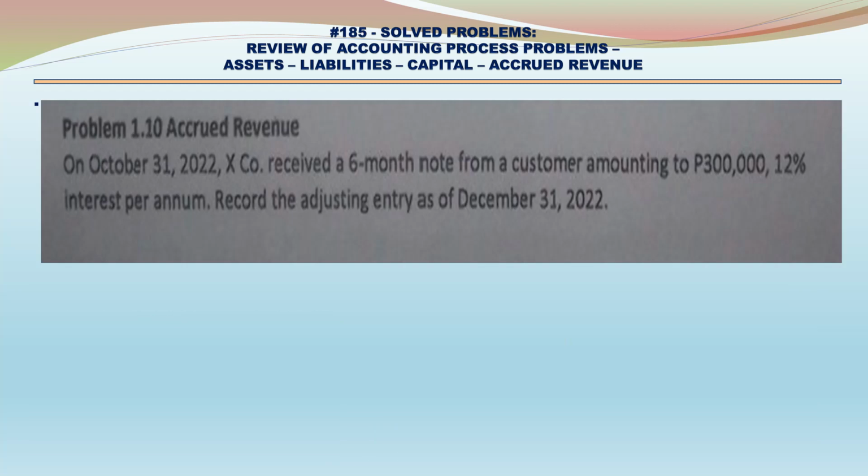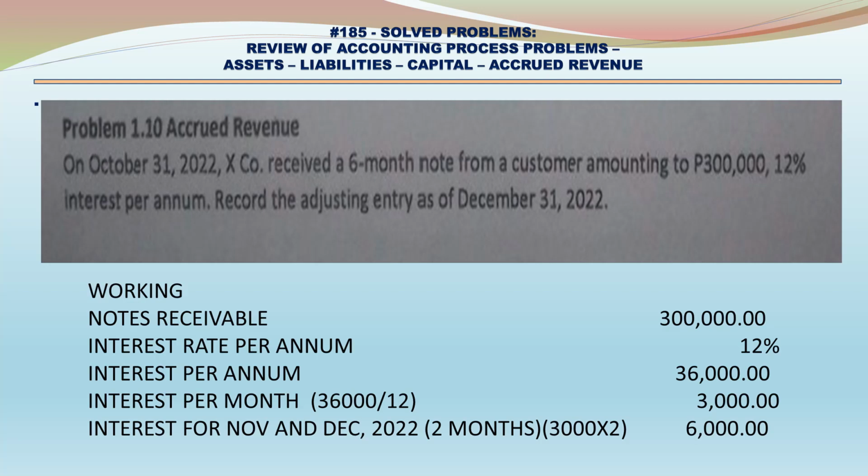Problem 1.10. Accrued revenue. On October 31, 2022, X company received a 6-month note from a customer amounting to 300,000, with 12% interest per annum. Record the adjusting entry as of December 31, 2022. Working. Notes receivable 300,000. Interest rate per annum 12%. Interest per annum 36,000. Interest per month 36,000 divided by 12 is 3,000. Interest for November and December, 2 months, 3,000 times 2 is 6,000.